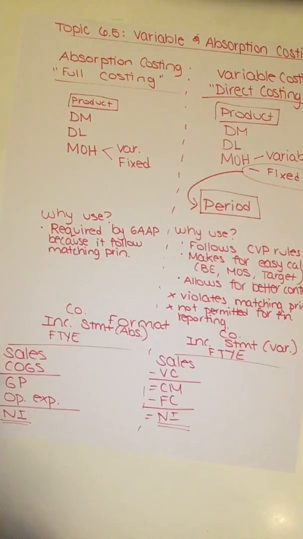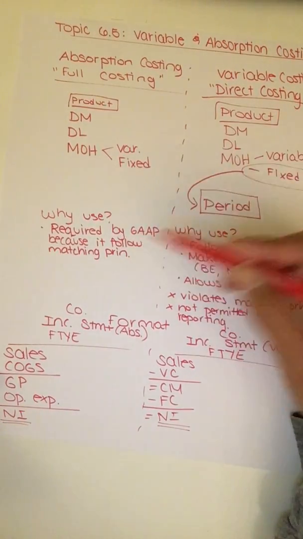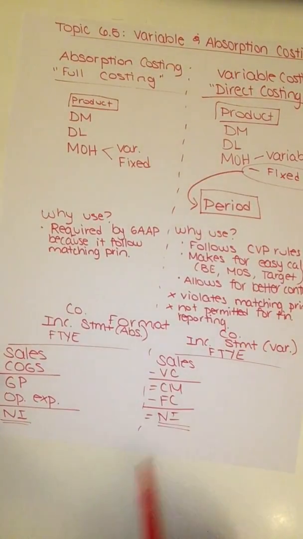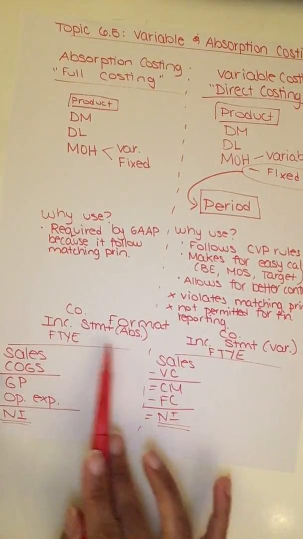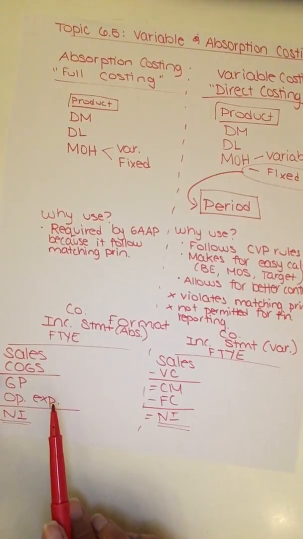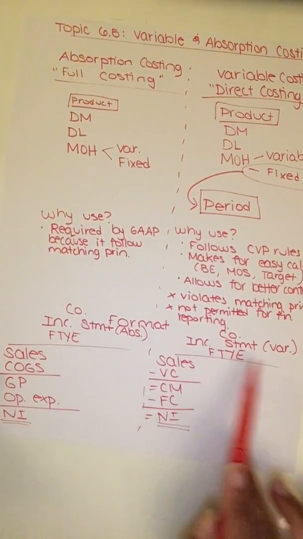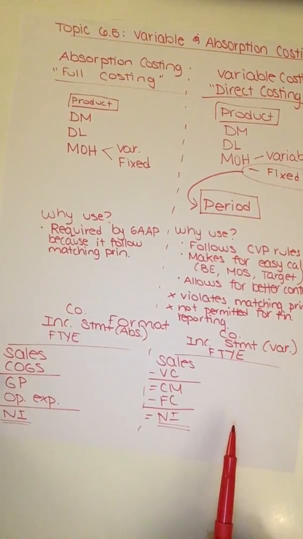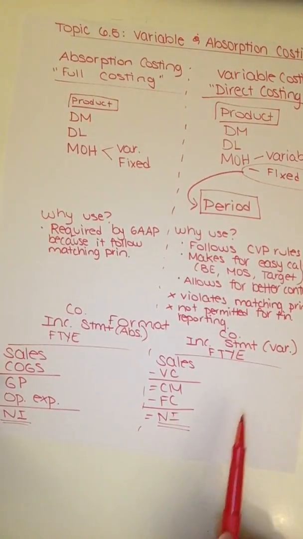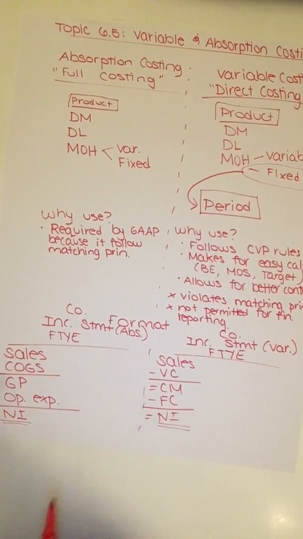We're going to do an example to see when the two amounts are equal and when they're not. But for now, I just wanted you to understand the difference between the two methods, the advantages, and the different formats that we'll see for the income statement, whether the company uses the absorption method to account for its product costs or the variable costing method to account for its product costs. Okay, so join me on the next video where we will go through the calculations for these two systems. Thanks.